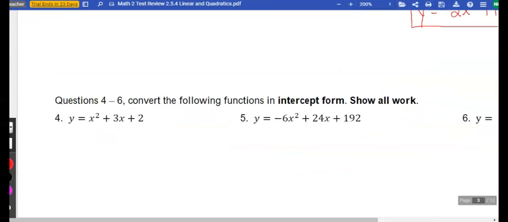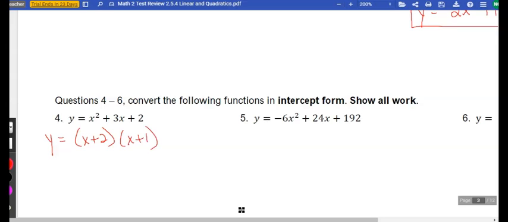The next section gives us standard form and wants us to convert to intercept form. That means convert to factored form. That means factor what you see in front of you. So number 4, x squared plus 3x plus 2, that factors to x plus 2 times x plus 1.